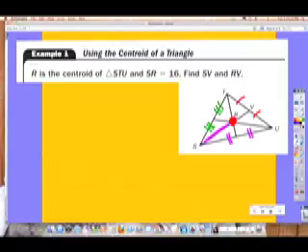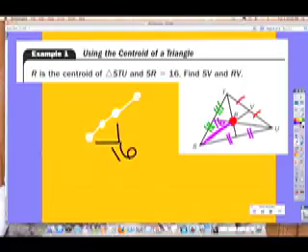Okay, if you're struggling with this, break it into pieces. I think this whole thing is 16. So if this whole thing is 16, this is from S to R, and then there's RB. If this is 16, what's this little piece? Has to be. And then this little piece is 8. So RB right here has to be 8. Put them all together, what's SV?